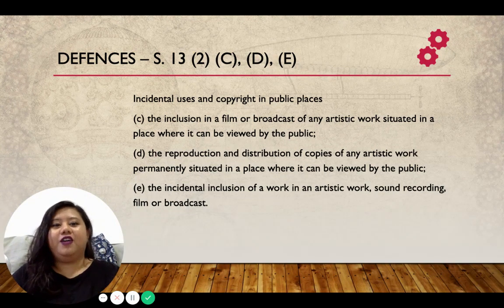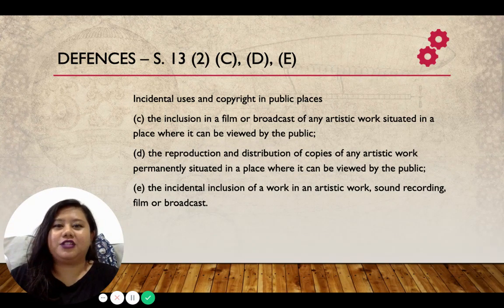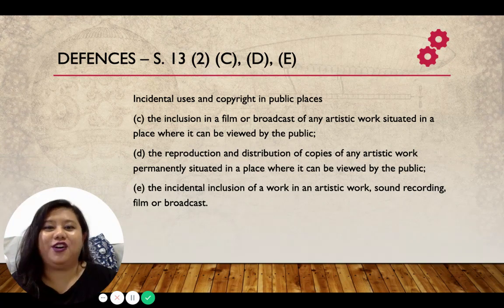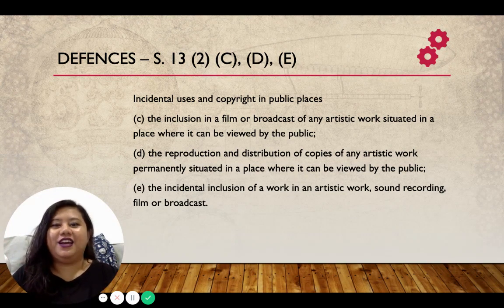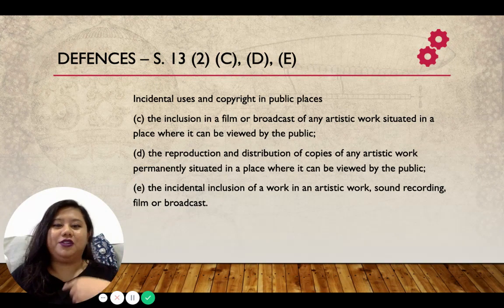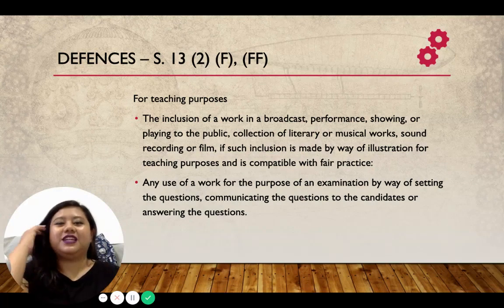And also C: if an artistic work is situated in a public place, for example, you have a sculpture and you put it in a big garden, because of the public nature of where your work is situated, if it appears in any film or broadcast, it is okay, because it is public. So the same goes. So this is C, D, E. Then we have defenses under section 13, subsection 2, F and FF.